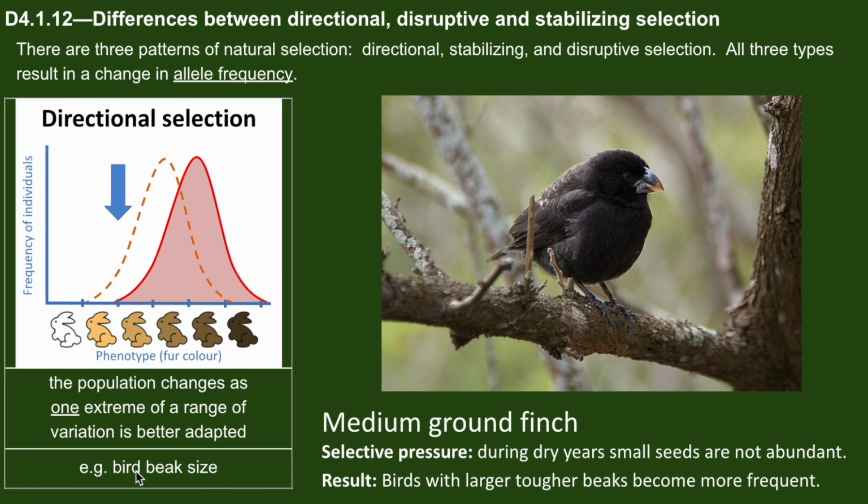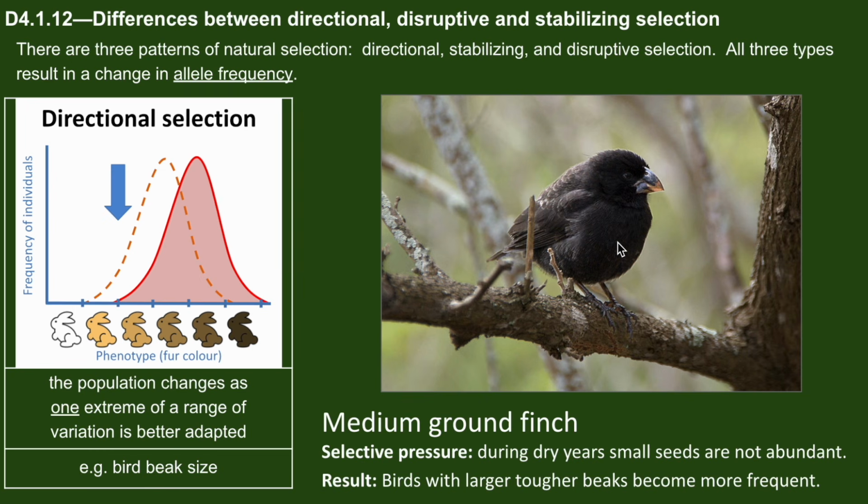For example, bird beak size. Our example of the medium ground finch. The selective pressure is that during dry years, small seeds are not abundant, and so birds with larger, tougher beaks become more frequent. Now, the common error here is for people to say, or even just write in a way that assumes that the birds are somehow growing bigger beaks, like they're trying to get a bigger beak because there's only big seeds out there because of a dry year.